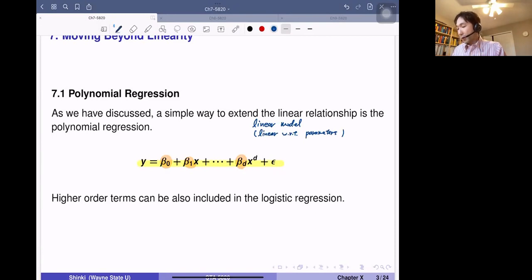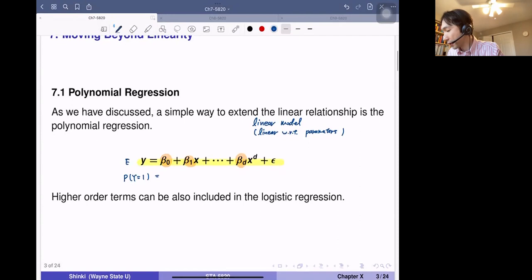Next, we consider logistic regression. What is logistic regression? In logistic regression, y is binary, and the probability that y equals 1 is considered. Probability is a kind of expectation, so if we take expectation on both sides, the epsilon disappears. So basically, we don't have an error term in the logistic regression model.